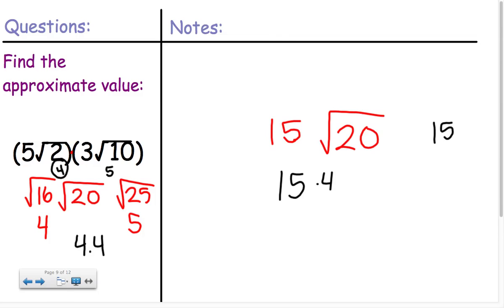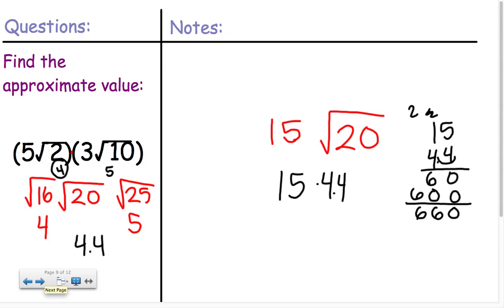So we're going to take 15 and multiply it by 4.4. 5 times 4 is 20. 4 times 1 is 4. 5, 6. Bring down the 0. 4 times 5 is 20. 4 times 1 is 4. 5, 6. So we have 6, 6, and 0. So my answer is 66.